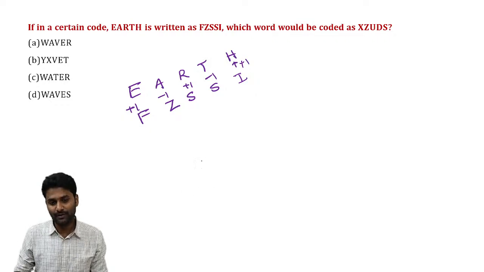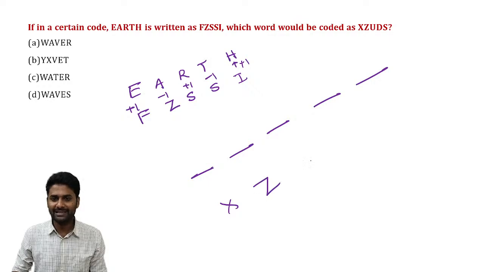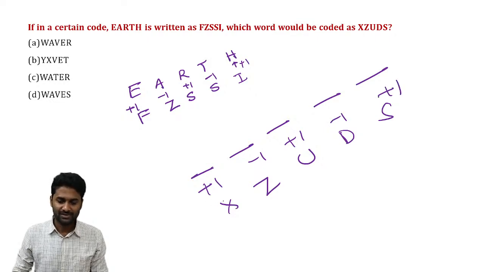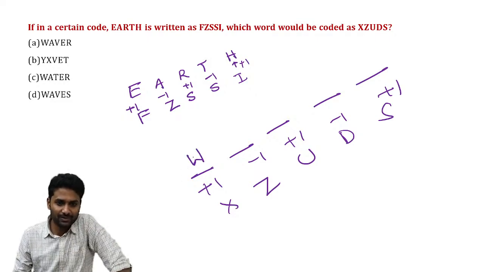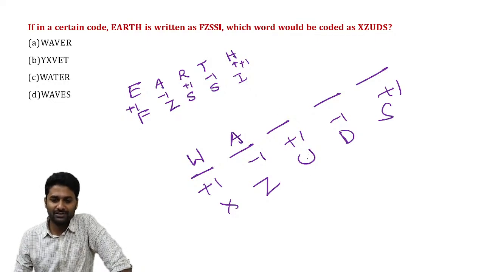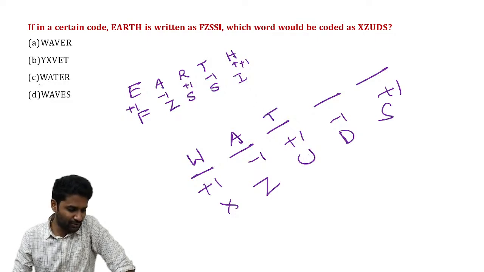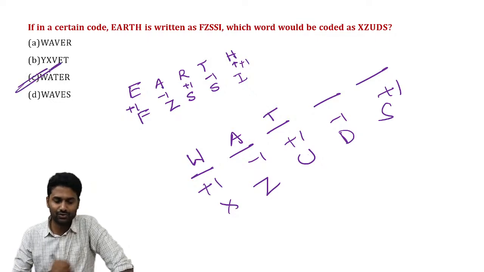Guys, which word they already coded with XZUDS. So they already performed the operation. You should identify the previous one. So after adding plus one, it became X. So before that, we need W here. So it starts from W. After subtracting one, it became Z, which means definitely it is A. And U is the 21st letter, so it starts from T. So the answer is WATER. So the suitable answer is C.